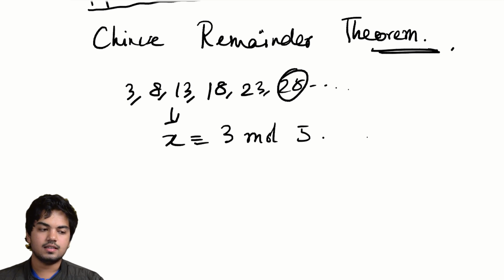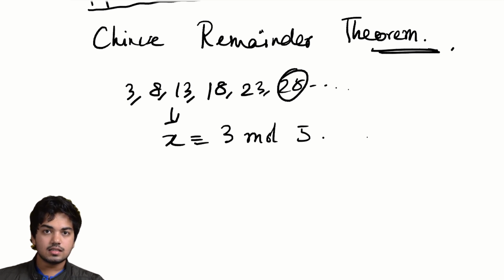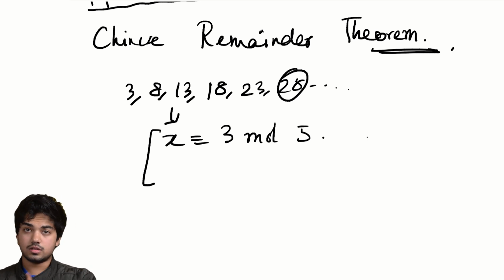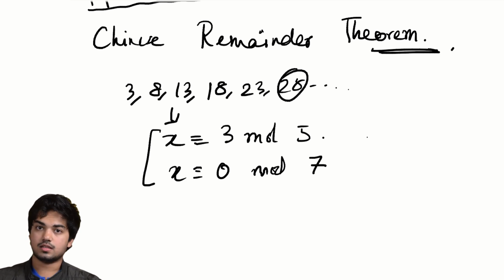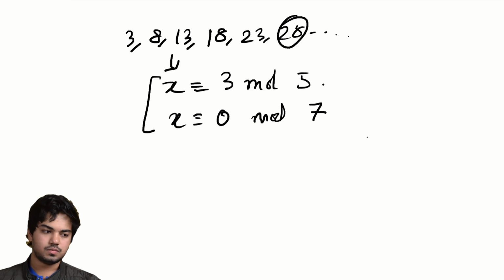So we're really asking, is there a solution to this simultaneous system of equations, x congruent to 3 mod 5, x congruent to 0 mod, whatever it is you like, 7, say. How do you solve a system like this? We already saw last time. You just move stuff around.